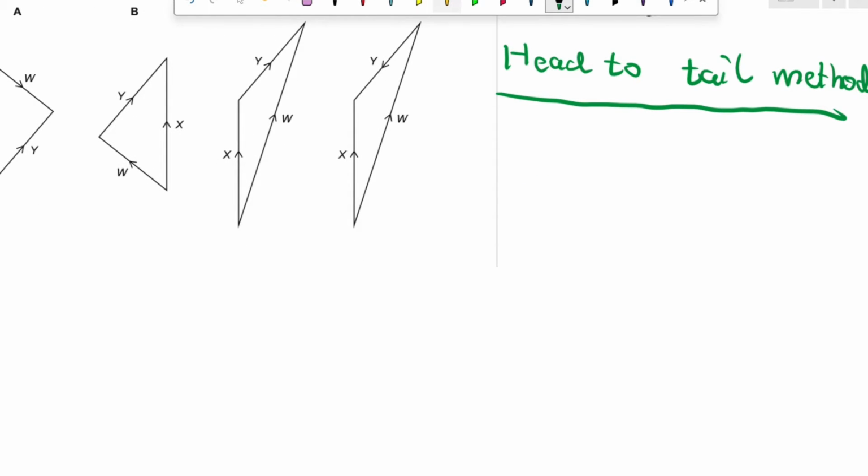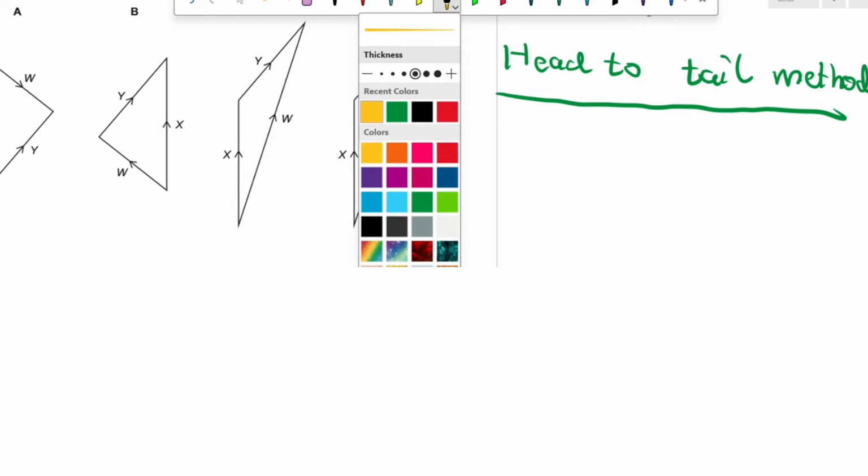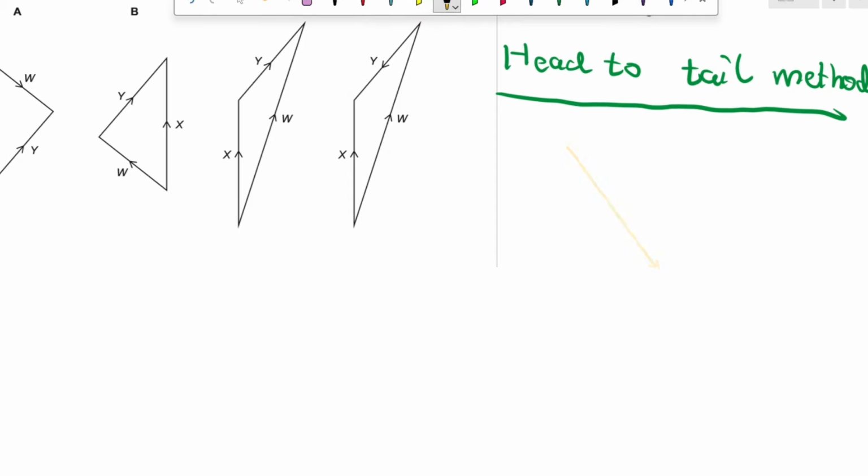Basically, the head to tail method says if you have two vectors, so I'm going to put two vectors here. This is vector A, and then we're going to have another vector, which is vector B. It is assumed that if you are to connect these vectors, you connect them head to tail. So if you have one vector and another vector and you want to connect them and find the result, you're going to connect them head to tail.